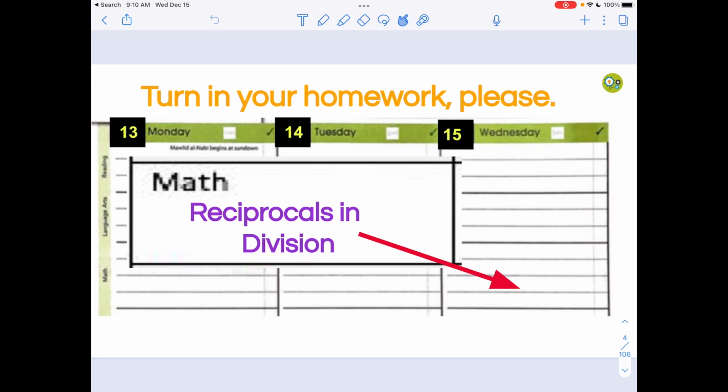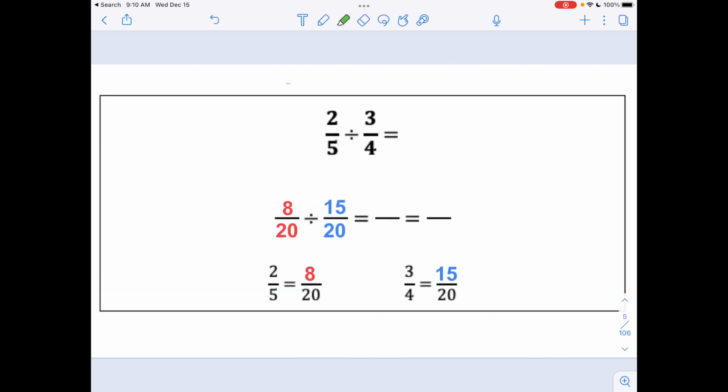Today we're going to do more division problems, but instead of common denominators, we're going to talk about something called reciprocals. So the very first thing I'm going to do is go through your homework.